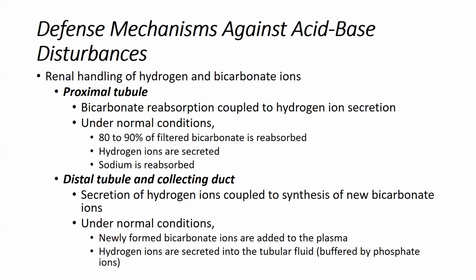Right? So typically, or normally, most of the bicarbonate is reabsorbed, right? Most of the hydrogen ions are secreted in the proximal tubule, and then again, in the distal tubule and collecting ducts, there's new bicarbonate being reabsorbed into the blood, and there are hydrogen ions being secreted out into the tubular fluid. So this is what's happening typically, normally. And so these processes can be exaggerated or negated depending on what type of acid-base disturbance you're in.